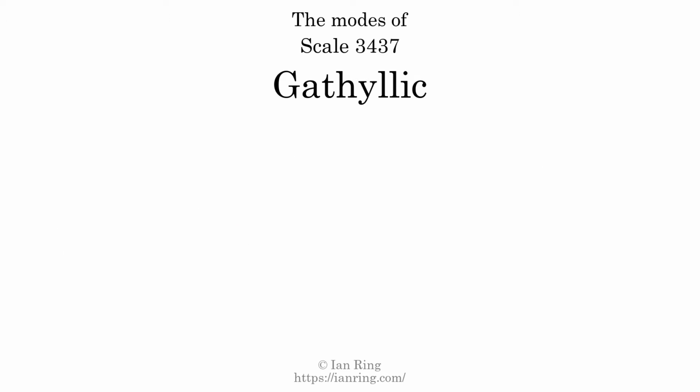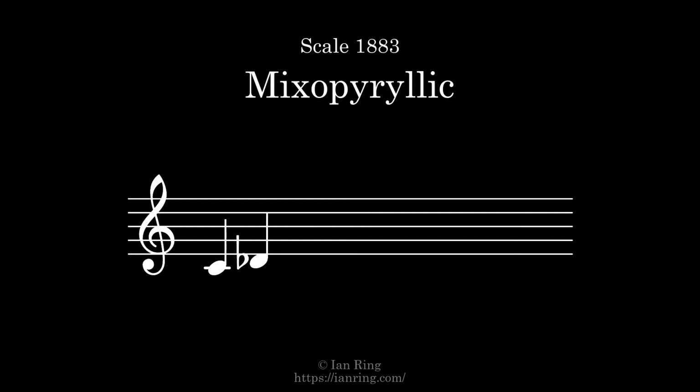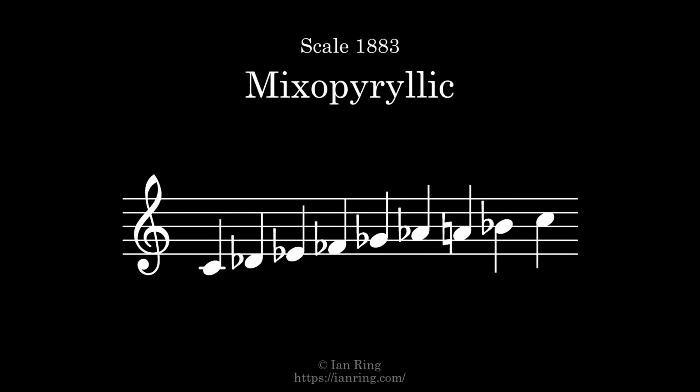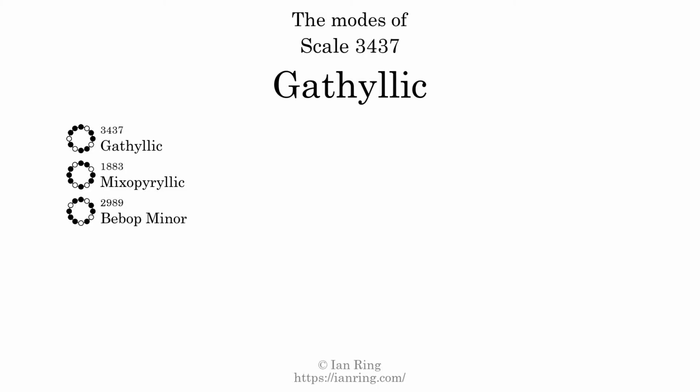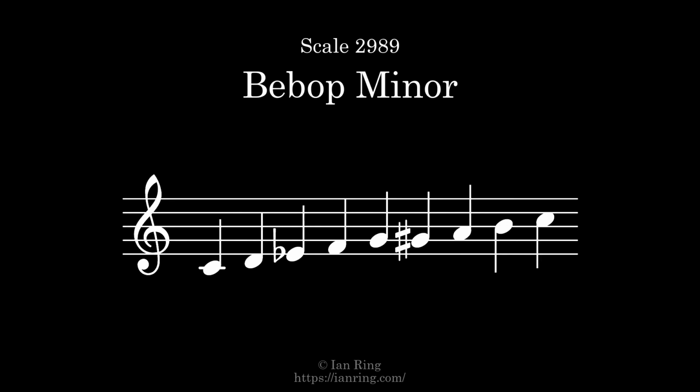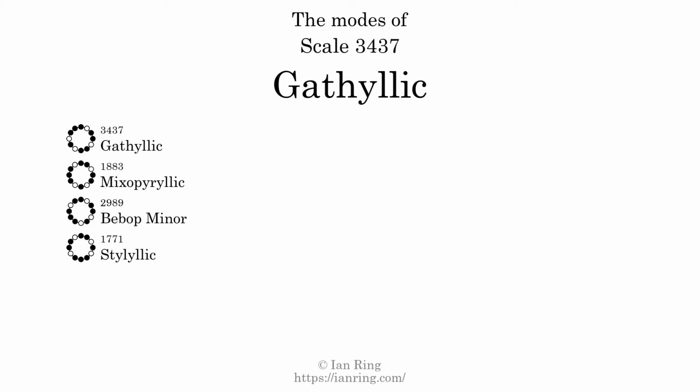This scale has 8 modes. The first mode is itself. The second mode is scale 1883, also known as mixoperylic. It sounds like this. The third mode is scale 2989, also known as bebop minor. It sounds like this. The fourth mode is scale 1771, also known as stylylic. It sounds like this.